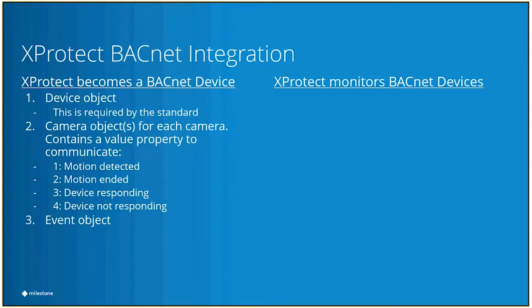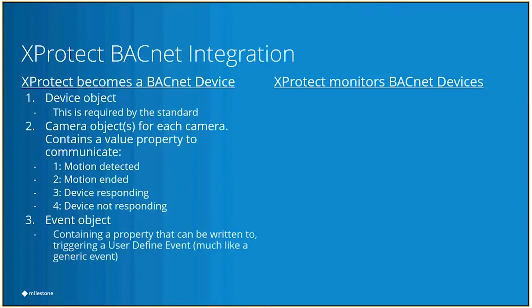And then the third type of object that is part of this first type is the event object. Basically, the event object has a writable property inside of it that allows you to trigger a user-defined event. So think of it almost like a generic event, in the sense that it allows a third-party object to trigger an event within Milestone.